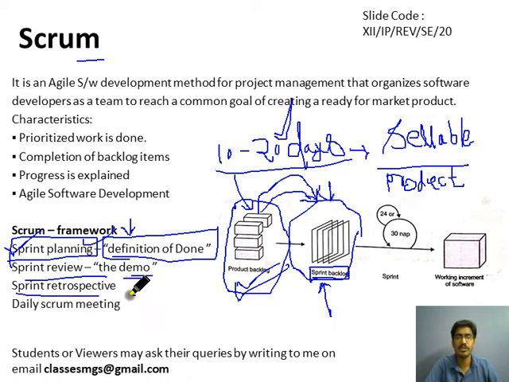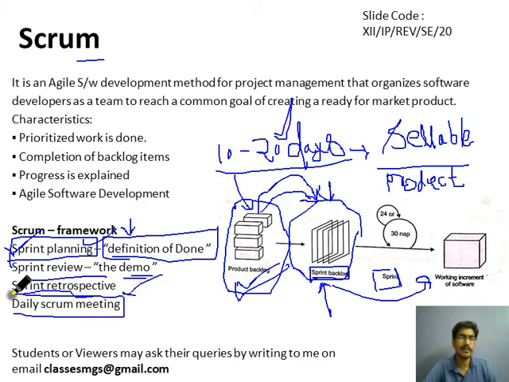Then sprint retrospective means after completion of the sprint of 10 to 20 days, we will conduct a meeting, and we will see what number of tasks that we have added in the sprint backlog have been finished, or what tasks are pending that need to be added to the next sprint backlog. And daily scrum meeting, I have discussed about this.